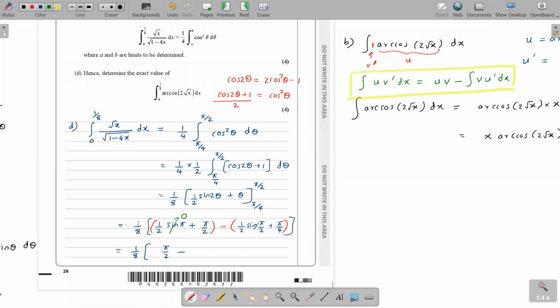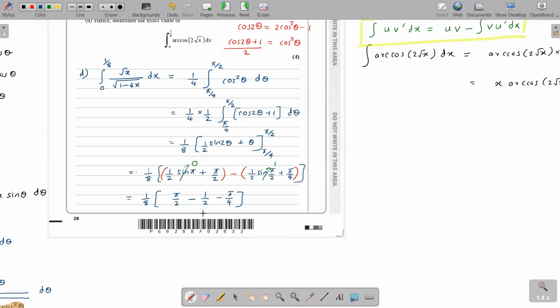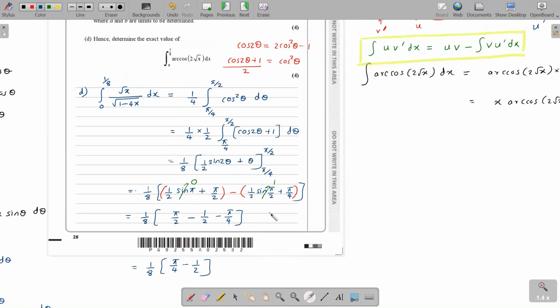Sine pi over 2 is 1, right? So this ends up giving you minus half when you open the bracket and minus pi over 4. So pi over 2 minus pi over 4 when you simplify. Pi over 2 minus pi over 4 is pi over 4 minus half. Do you agree with me? Okay, so that is the answer only for this part.